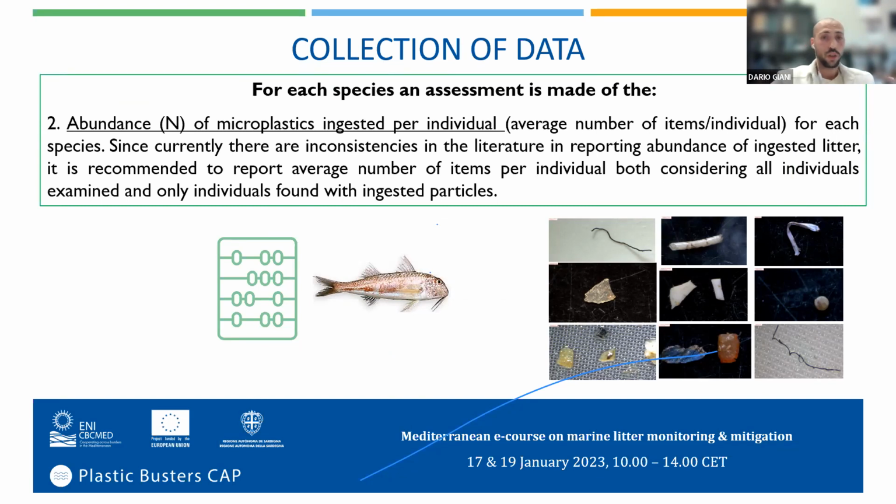Currently, there is some inconsistency in the literature in reporting abundance, because it's recommended to report the average number of items per individual, both considering all individuals examined and only individuals found with ingested particles.